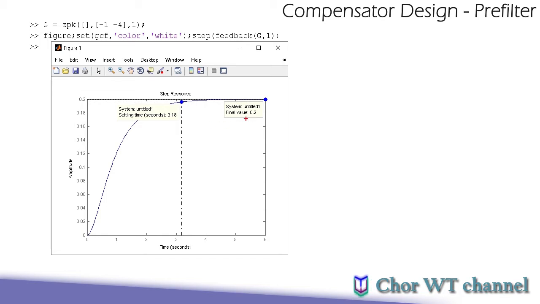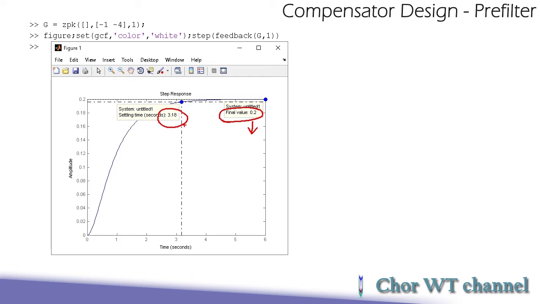Now we look at here, as I mentioned earlier, that this steady state value is not very good. And the settling time of 3.18 seconds is also somewhat mediocre. Imagine if you are running a motor and it takes about 3.18 seconds for the system to settle at its steady state, it is actually considered quite slow.